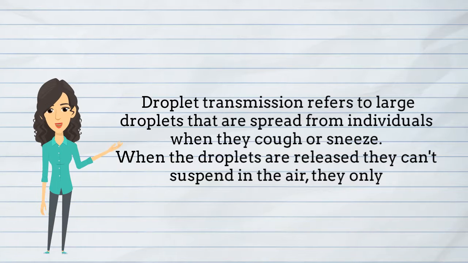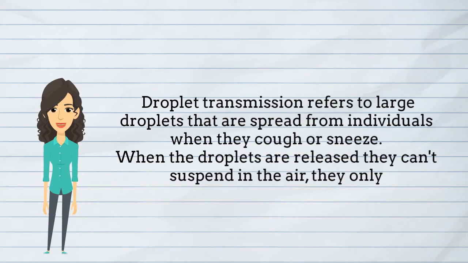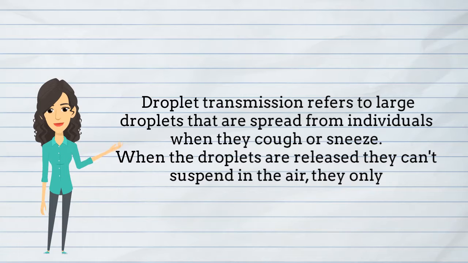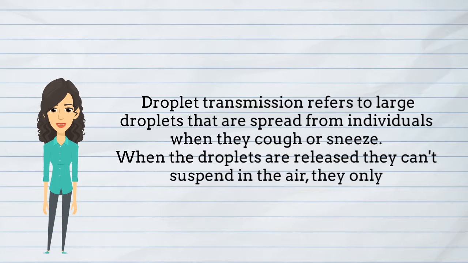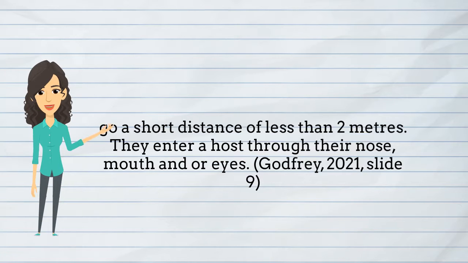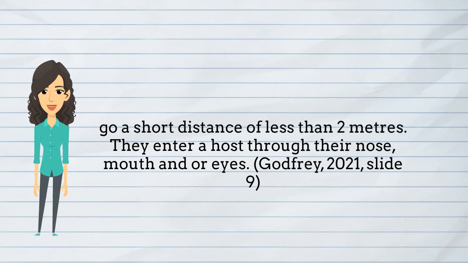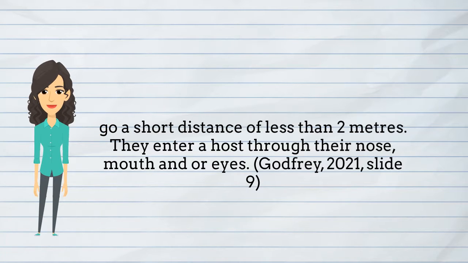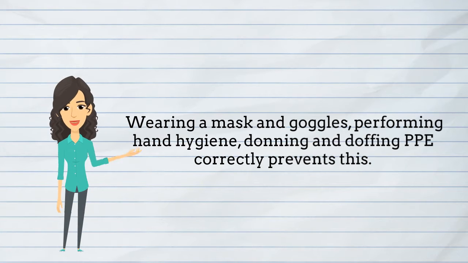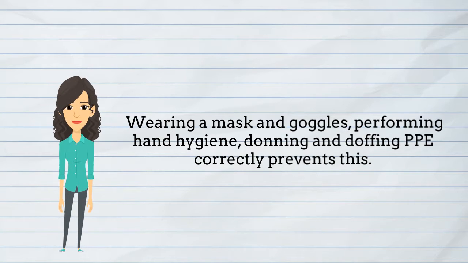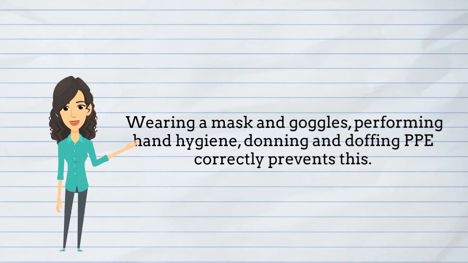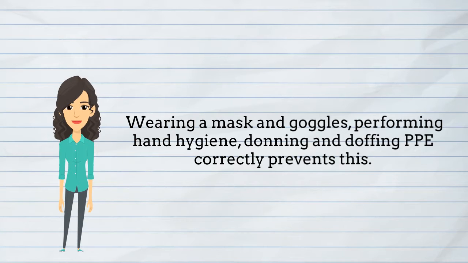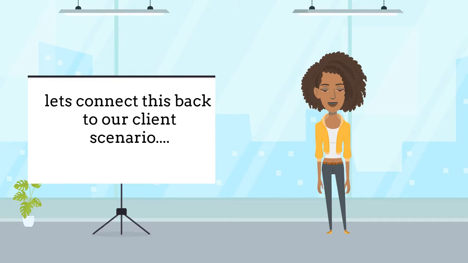Droplet transmission refers to large droplets that are spread from individuals when they cough or sneeze. When the droplets are released, they can't suspend in the air, they only go a short distance of less than 2 meters. They enter a host through their nose, mouth and/or eyes. Wearing a mask and goggles, performing hand hygiene, donning and doffing PPE correctly prevents this. Let's connect this back to our client scenario.